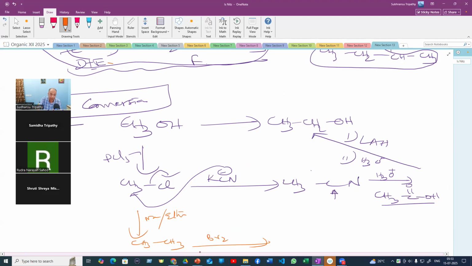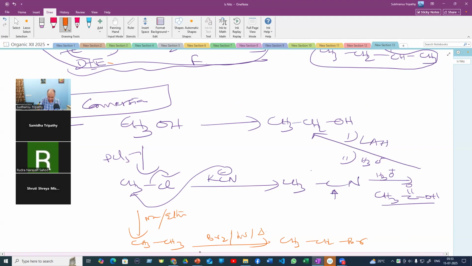But if it is propane, you get both 1-chloropropane and 2-chloropropane. Maybe successive chlorination can happen. But if you take bromine, though slow, it is highly selective. One substitution will be taking place, not multiple substitution. So bromine, hv, heat, so that you get CH3CH2Br.